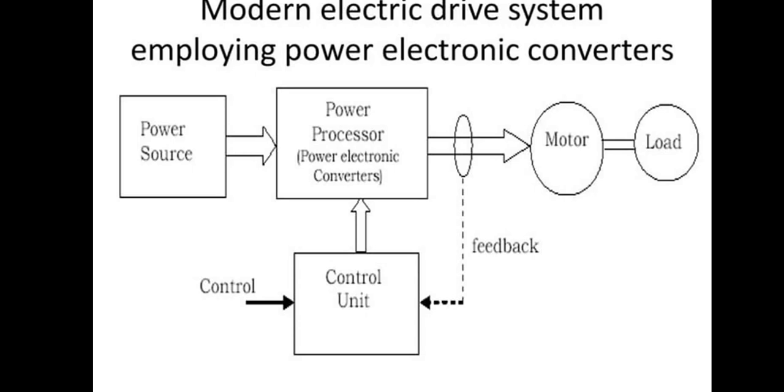We can also see a feedback path coming from the motor back to the control unit. The feedback signal may carry information about the motor speed, current, or position. Based on the feedback, the control unit continuously compares the actual performance with the desired values and makes the necessary adjustments. This makes the system a closed-loop drive, ensuring smooth, accurate, and stable operation.